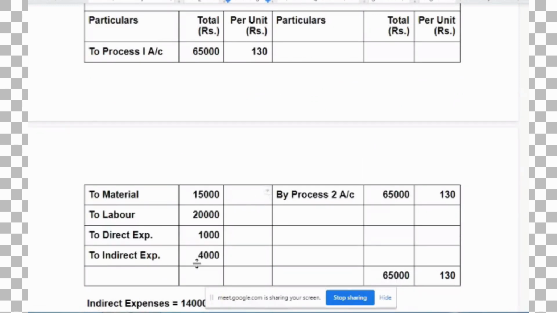Okay, and once again you are required to divide by 500 units. ફરીથી 500 થી ડિવાઈડ કરીશું તો 15,000 ડિવાઈડ બાય 500 કરો તો કેટલા આવે? 30. તો 30 અહીંયા આવશે. 20,000 ને 500 થી ડિવાઈડ કરીએ તો 40 આવશે. 1,000 ને 500 થી ડિવાઈડ કરીએ તો 2 આવશે અને 4,000 ને 500 થી ડિવાઈડ કરીએ તો 8 આવશે. Correct? Now once again make the total. 65 plus 15, 80, 100... 1,05,000 is the answer. Total 1,05,000 થાય છે.